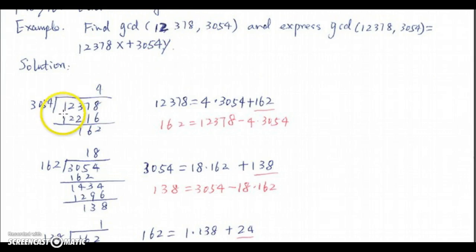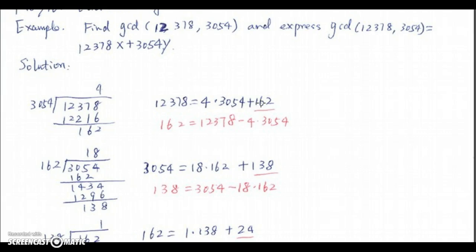We take the big number, 12,378, and divide by the smaller one, 3,054. We find the quotient is 4, and the remainder is 162. So we can write 12,378 as the quotient 4 times the divisor 3,054 plus the remainder. That means 12,378 contains 3,054 four times, but we still have something left, 162.